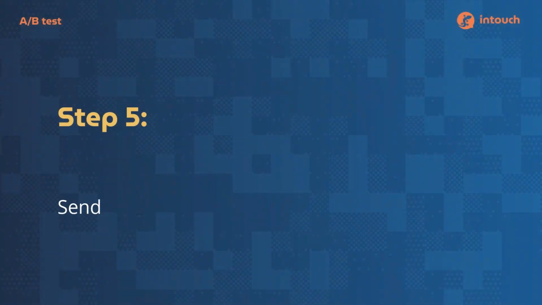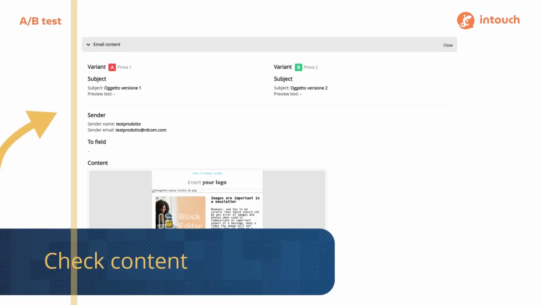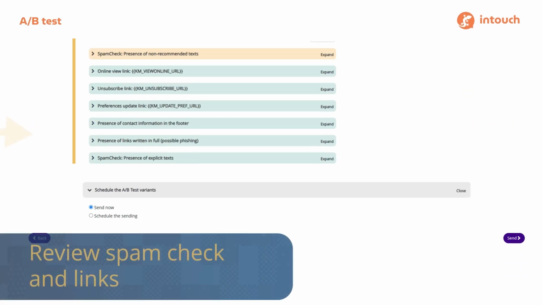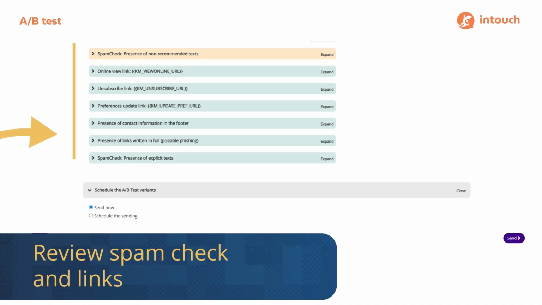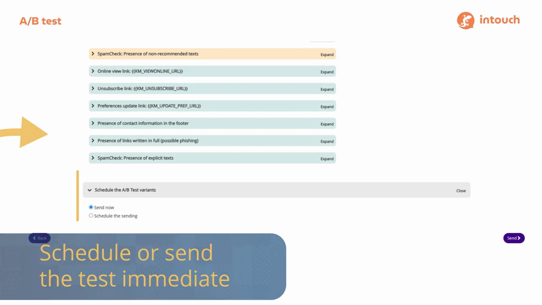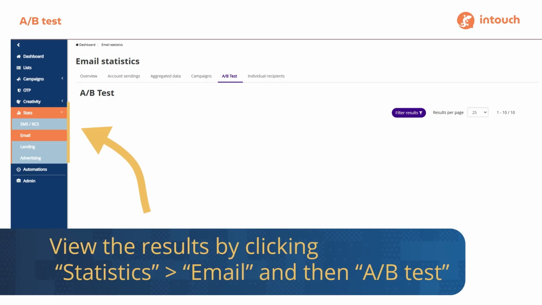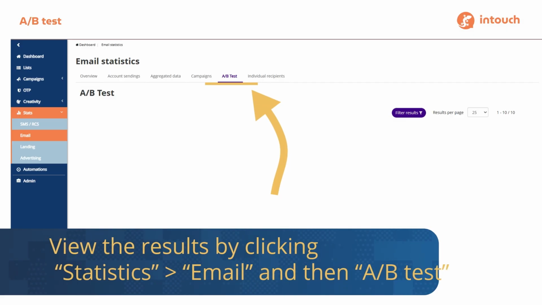Finally, access the summary, review the A/B test settings, email content, spam check results, and link and footer analysis. At this point, you can either schedule or immediately send your A/B test. To view the results, simply click on the Statistics section, then Email, and finally A/B test. We'll cover this in more detail in a dedicated video.